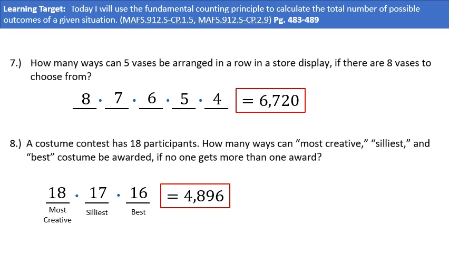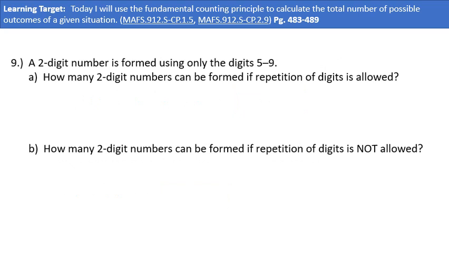4,896 different ways that we could select these three winners. That makes sense? All right, we got two more problems. We're doing great. We're almost done.